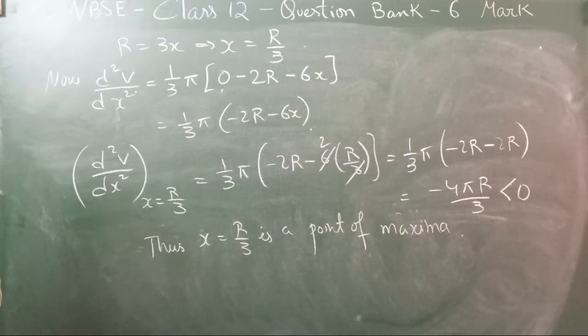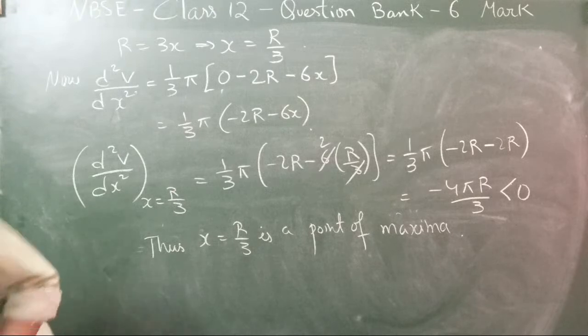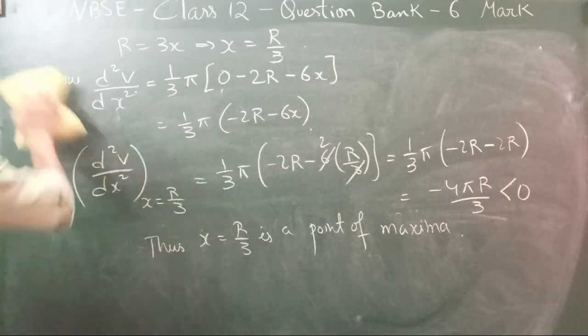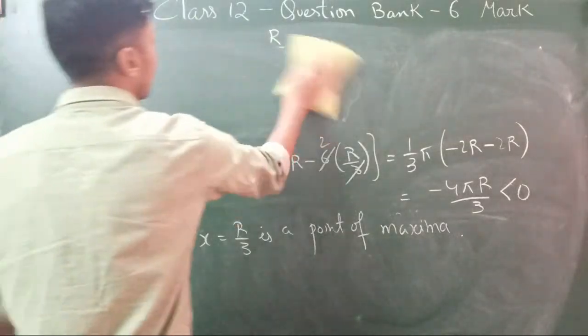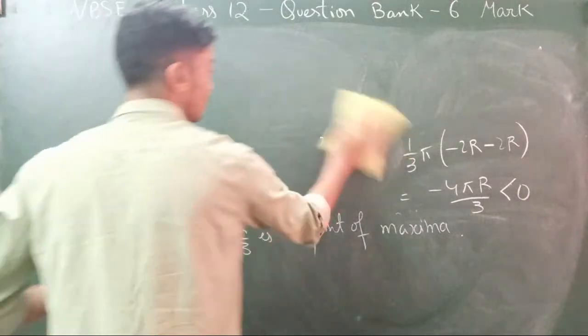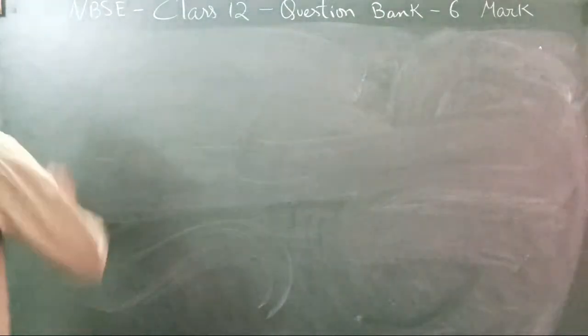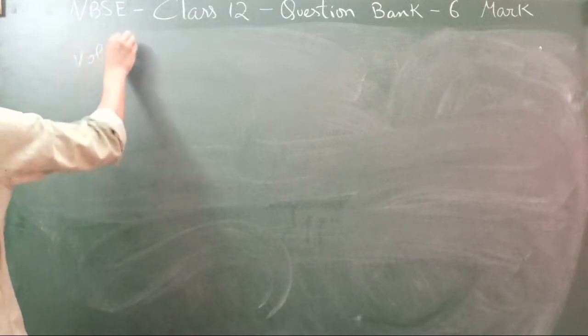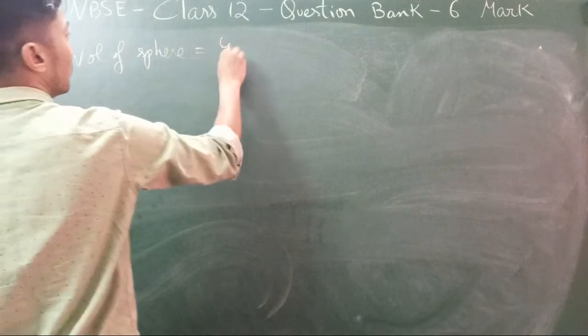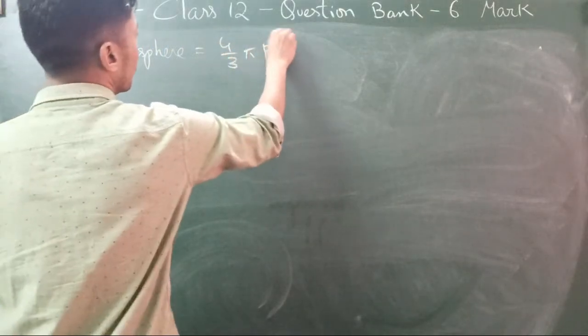So now what are we supposed to do? At this point what should happen is the volume of the cone should be equal to 8 by 27 of the volume of the sphere. Alright then, no problem. Let's prove. So, what is the volume of the sphere? That's nothing much there, 4 by 3 pi r cube.